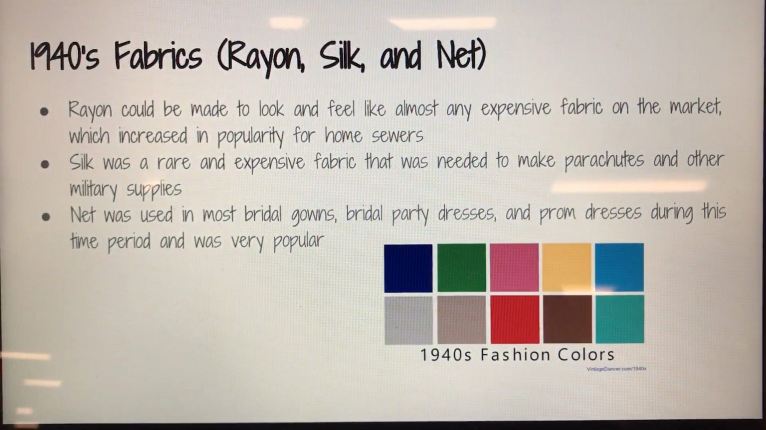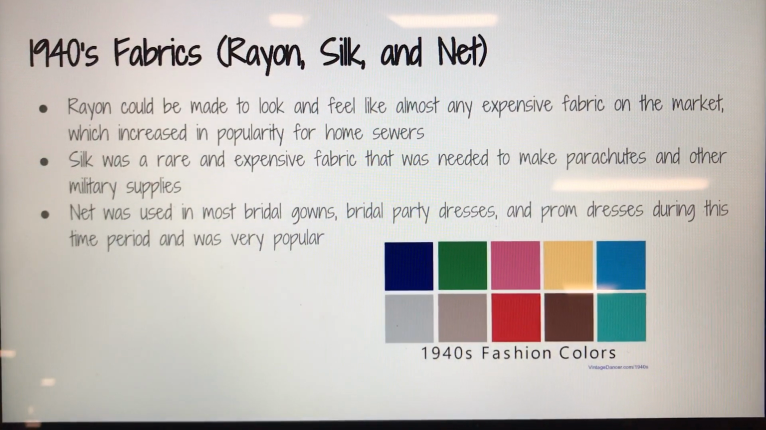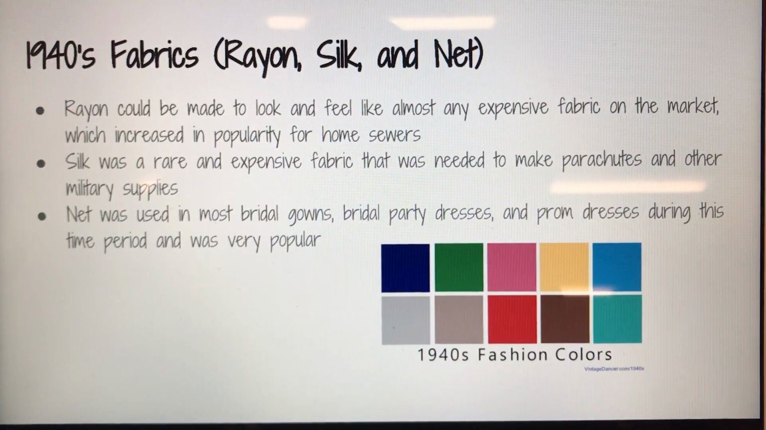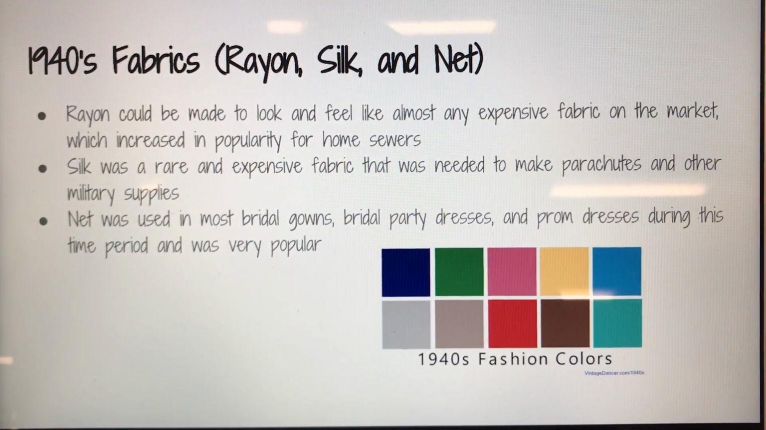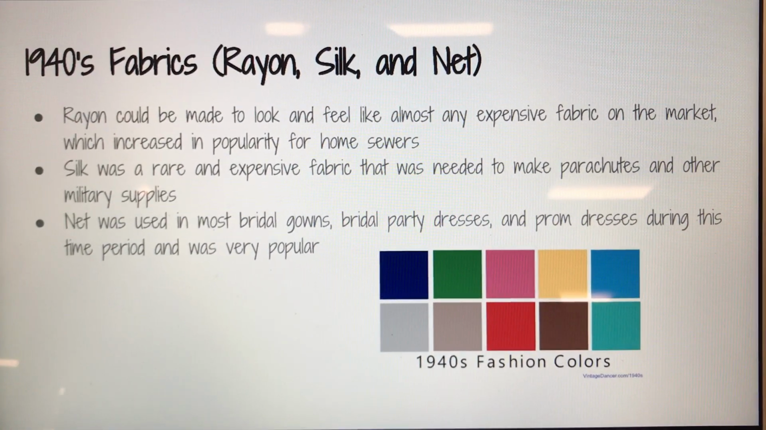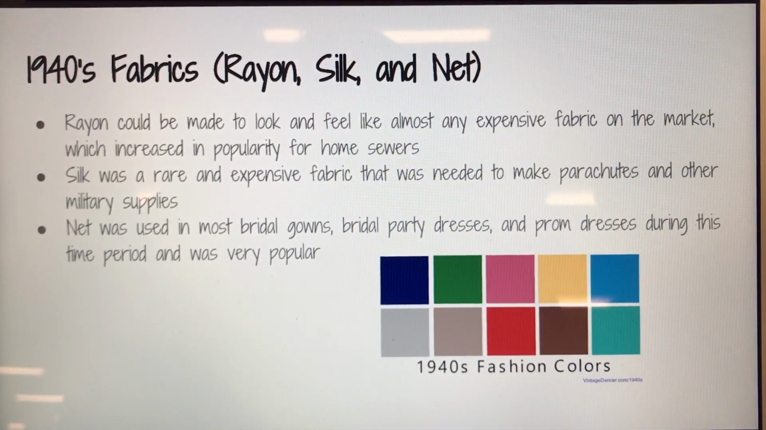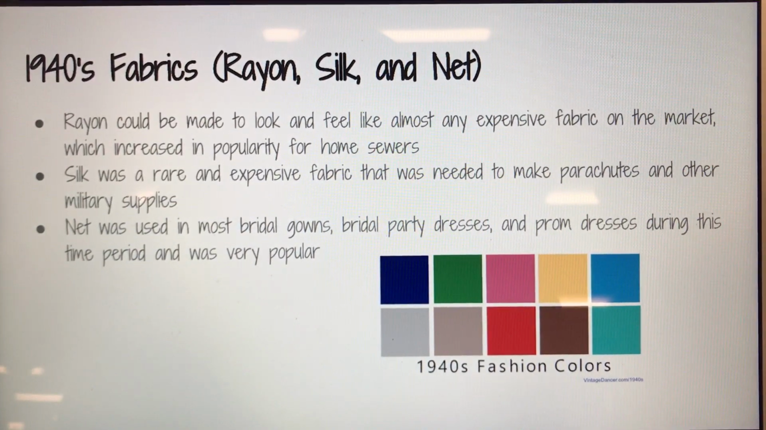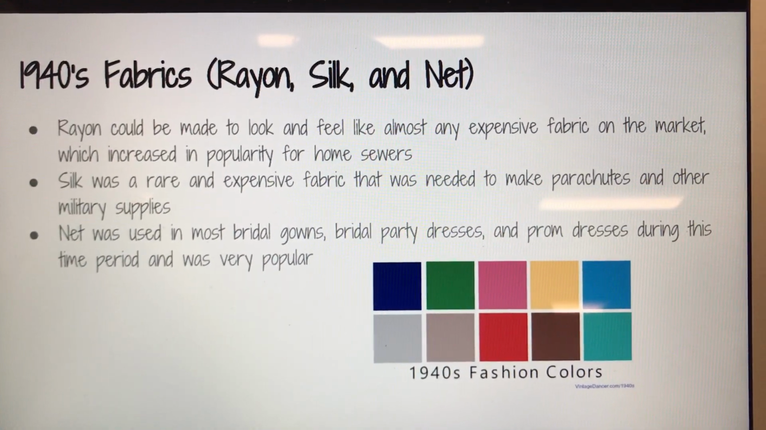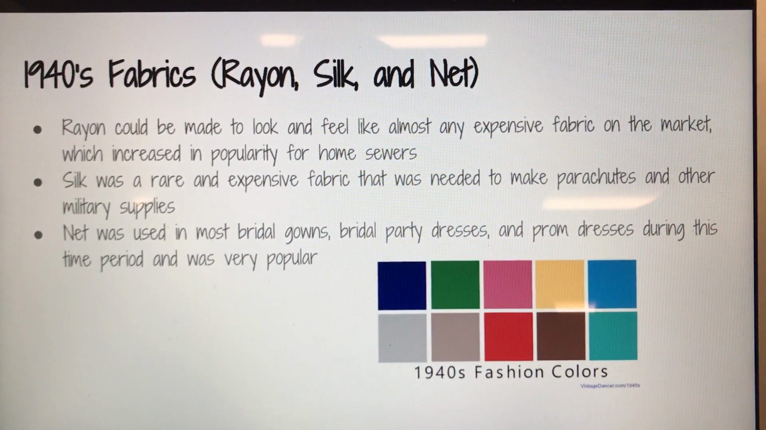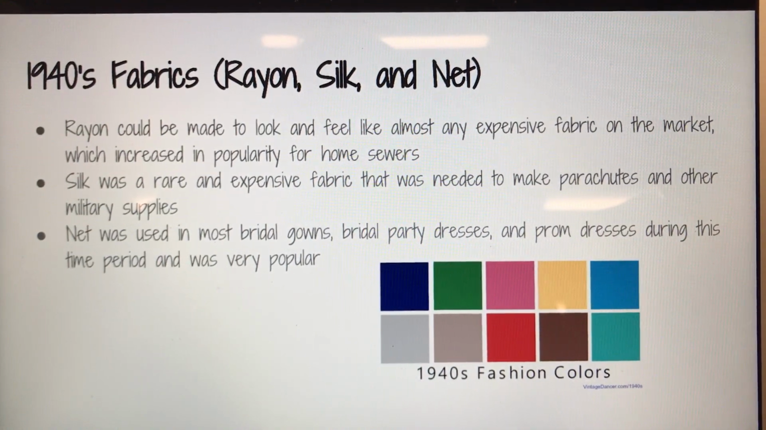1940s fabrics. Rayon could be made to look and feel like almost any expensive fabric on the market, which increased in popularity for home sewers. Silk was a rare and expensive fabric that was needed to make parachutes and other military supplies. Net was used in most bridal gowns, bridal party dresses, and prom dresses during the time period and was very popular.